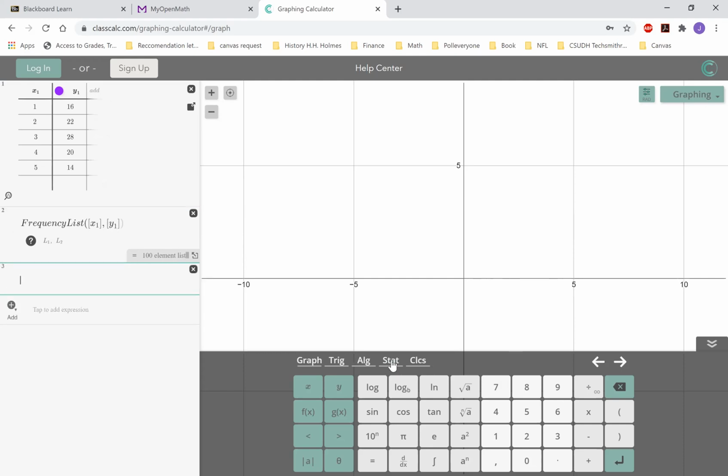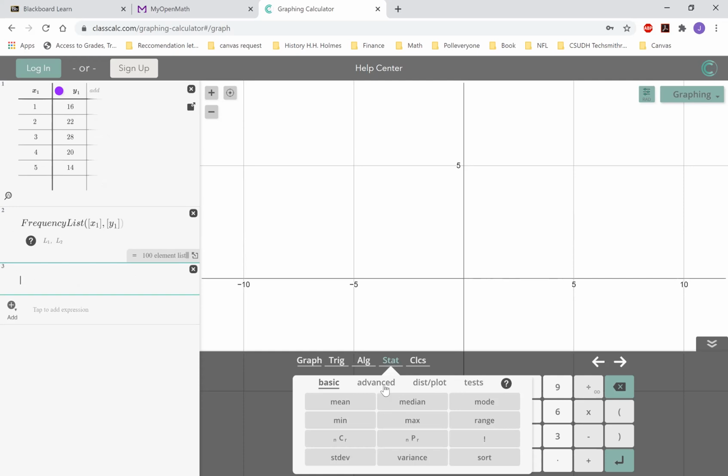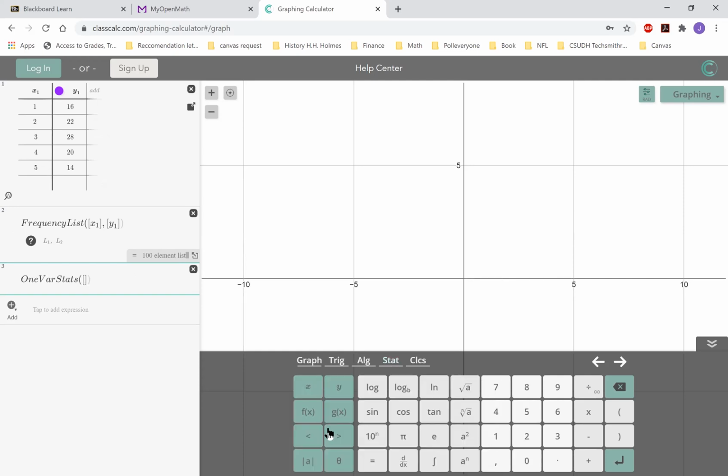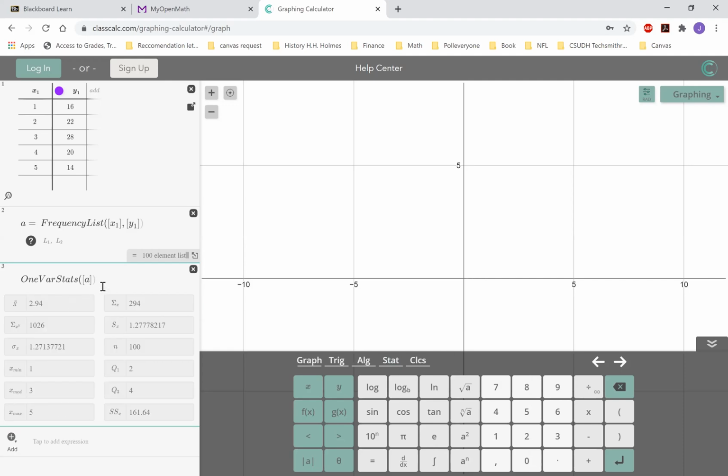So now what we're gonna go ahead and do, we're gonna go to stats, we're gonna go to advanced, and we're gonna do 1-variable stats. So don't forget for the frequency list, you have to call it a variable. So you say A is equal to the frequency list, and then you do 1-variable stats of A.